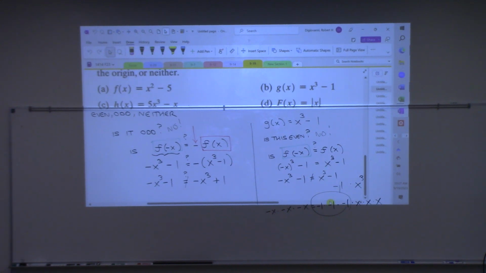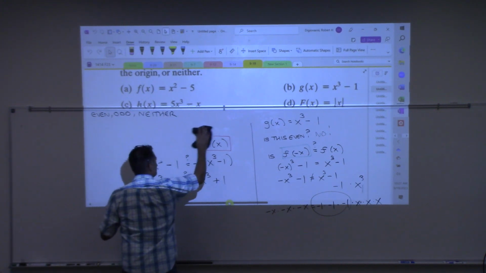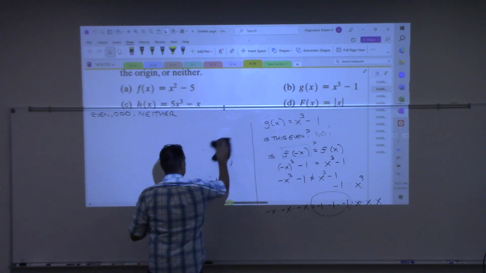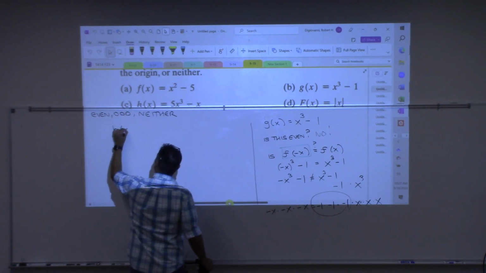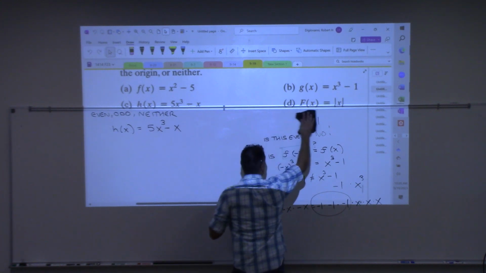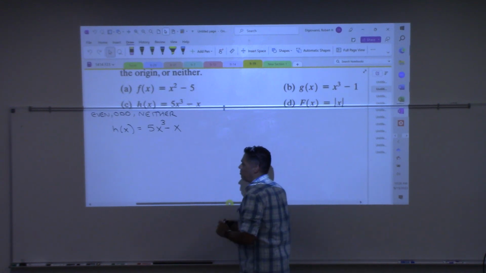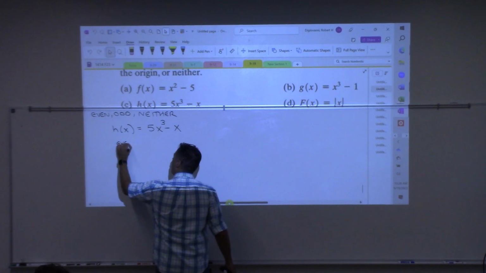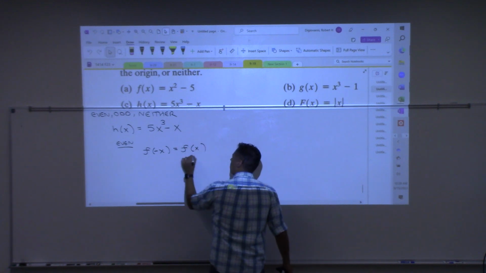Okay, let's see. We need to do another one. How about this one here? 5x cubed minus x. So we're going to take the function, I think it's h of x, 5x cubed minus x. Is that even or odd or neither? We'll go a little faster through this one. For even, I'm checking, is f of negative x equal to f of x? That's what I'm checking.